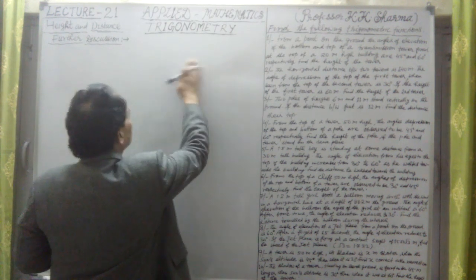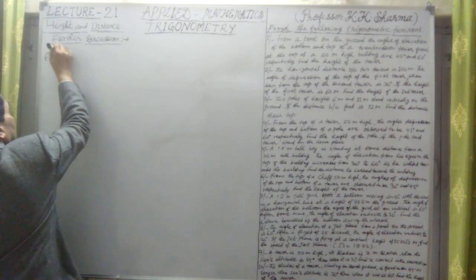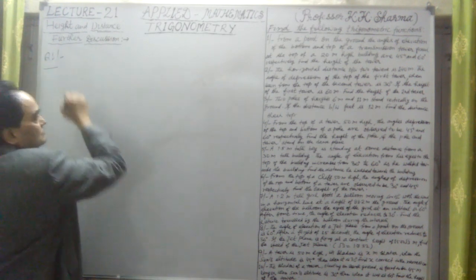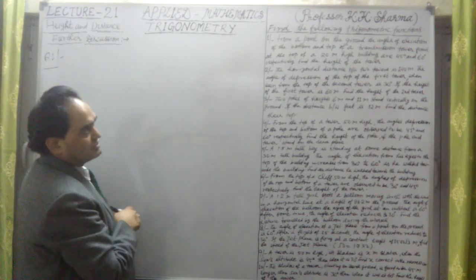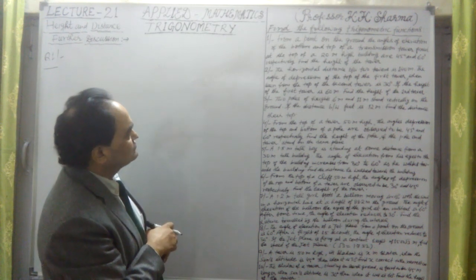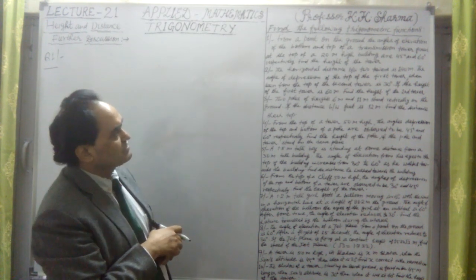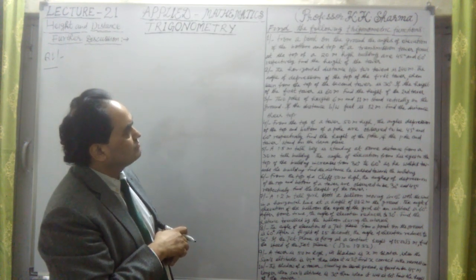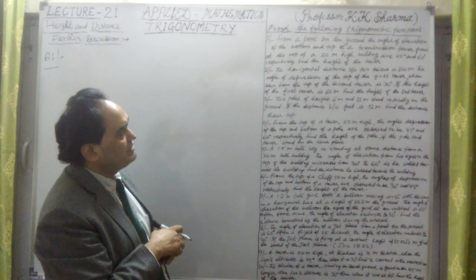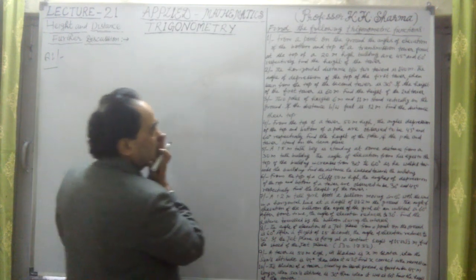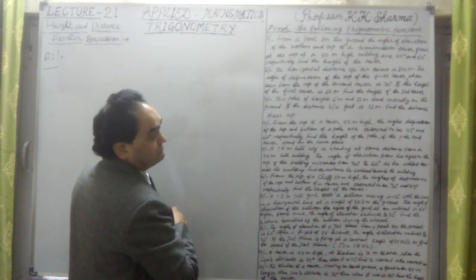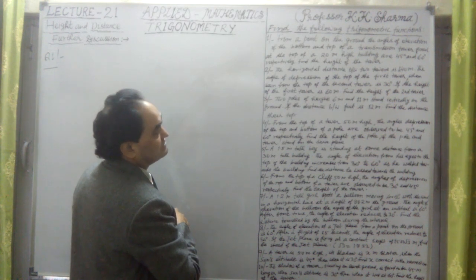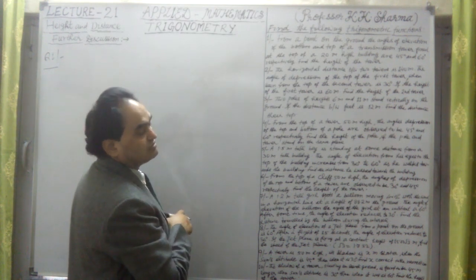Now let us take questions here. Now question number 1 further. This is question number 1. From a point on the ground, the angle of elevation of the bottom and top of a transmission tower, fixed at the top of a 20-meter high building, are 45 degree and 60 degree respectively. Find the height of the tower.